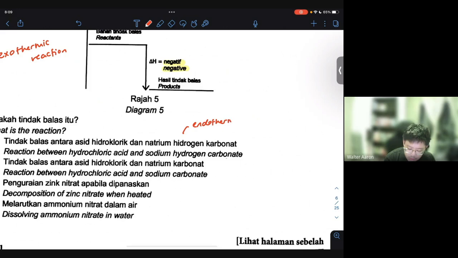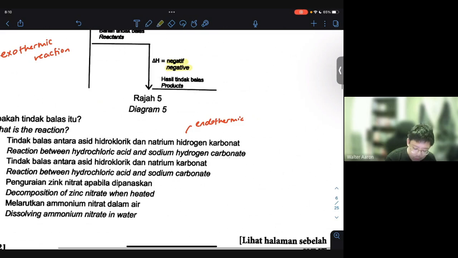And this question is quite famous, they try to trick you. So remember, if you react acid with sodium with the hydrogen inside, it's an endothermic reaction. But if you remove the hydrogen and take sodium carbonate, it suddenly becomes exothermic. While the other two are endothermic as well.